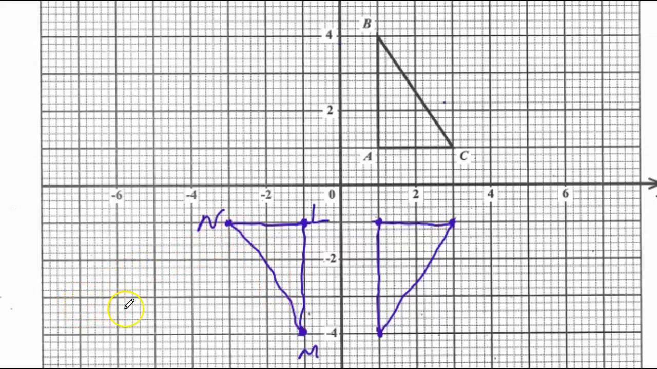Notice the coordinates. Let me write the coordinates. Coordinate L. L, this point, is what? Minus 1, minus 1. M. What are the coordinates of M? Minus 1, minus 4. And N, what are the coordinates of N? Minus 3, minus 1.